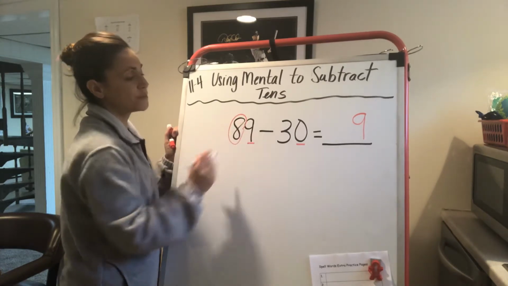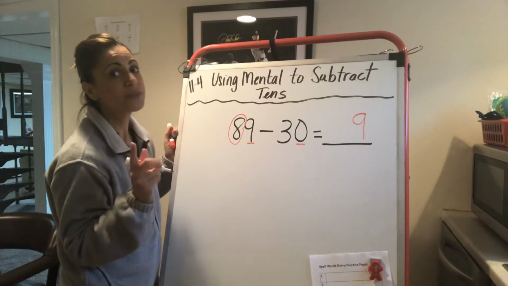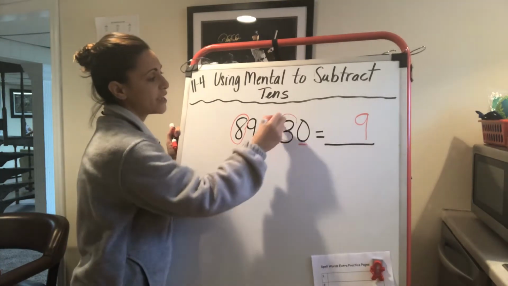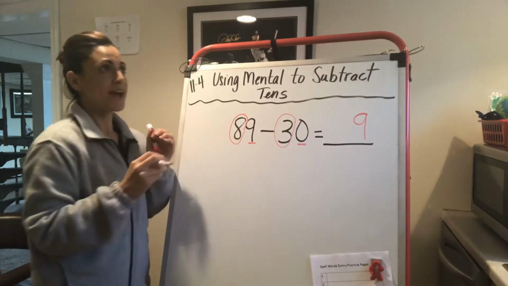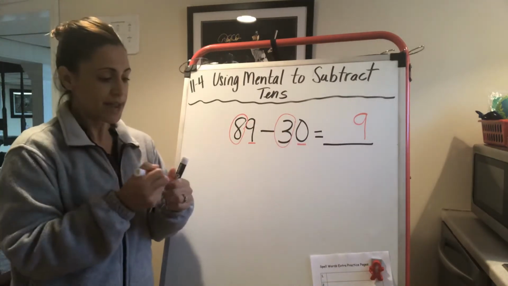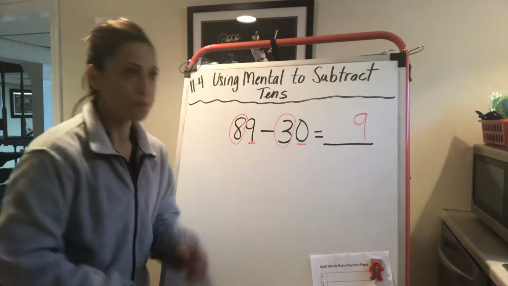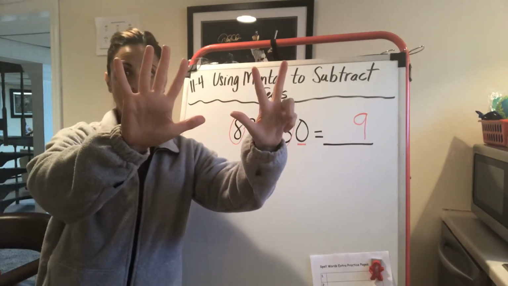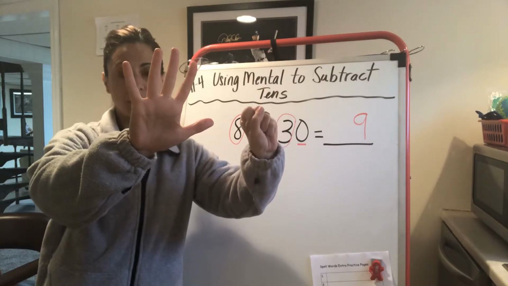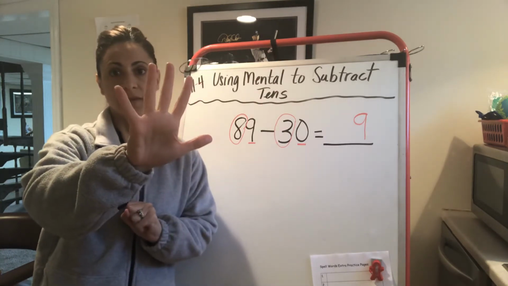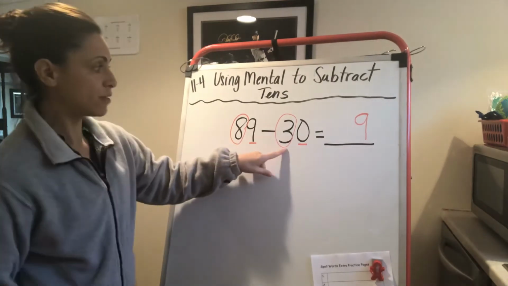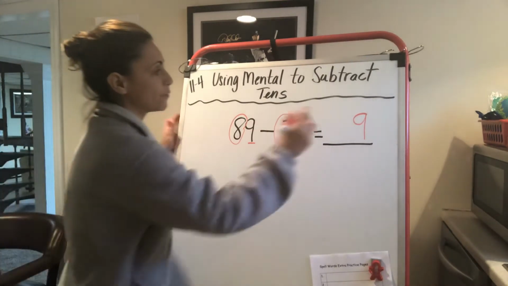I have 8 groups of 10. And remember, when you subtract, you're always starting with a larger number. So 8 groups of 10 take away 3 groups of 10. So if I have 8 and I take away 3, you can take out your fingers if you need to, or you could try to do it in your head. If I have 8 and I take away 3, what am I left with? I'm left with 5. So 8 groups of 10 take away 3 groups of 10 is 5 groups of 10.